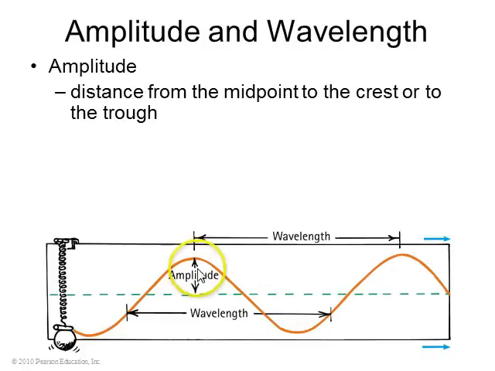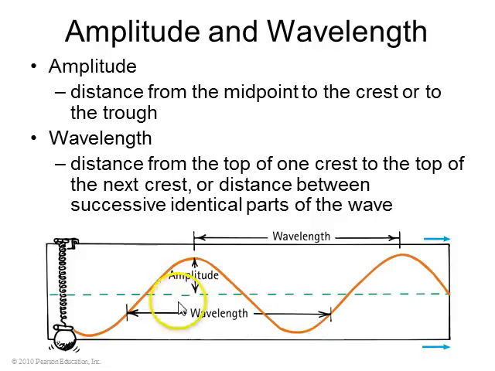A sine wave has an amplitude, which means how wiggly it is. So the amplitude is defined as the distance from the midpoint out to either a crest or a trough. These are the crests, these are the troughs. And the wavelength is the distance between adjacent crests or adjacent troughs.